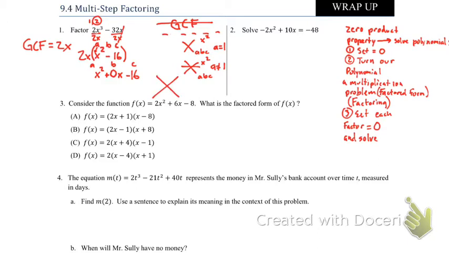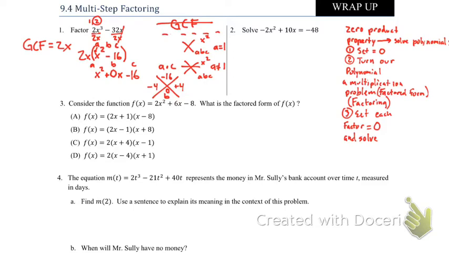On top, if you remember, is A times C. On bottom is B. Okay, A times C is negative 16. Our B value is 0. What multiplies to negative 16 that adds up to 0? And that's going to be negative 4, positive 4.